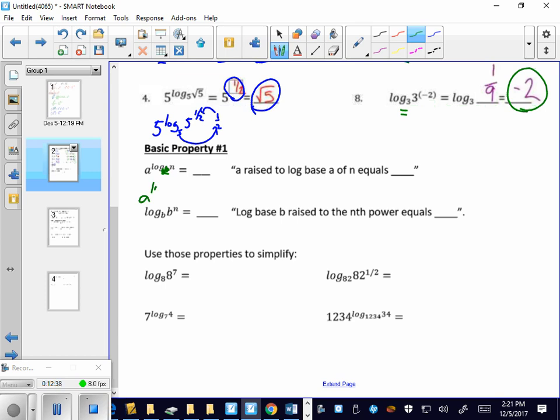A raised to the log base a of n. That's what that says. And if that's the case, if I have the same base here that I have here, it's going to equal n. So that equals n. So if I have a log base b, same base here, that should also equal n. It'll be the exponent. So log base b of b raised to the nth power equals n.